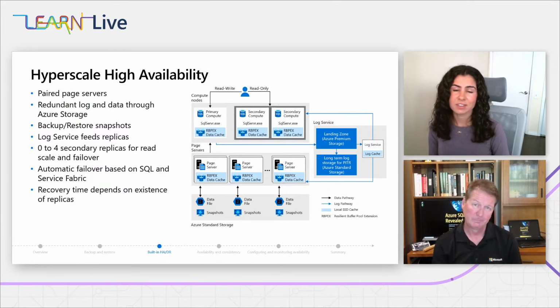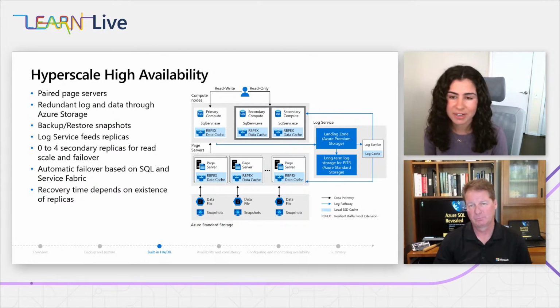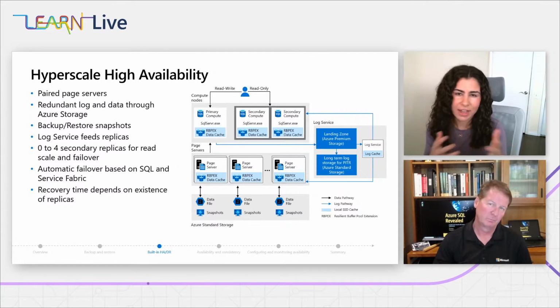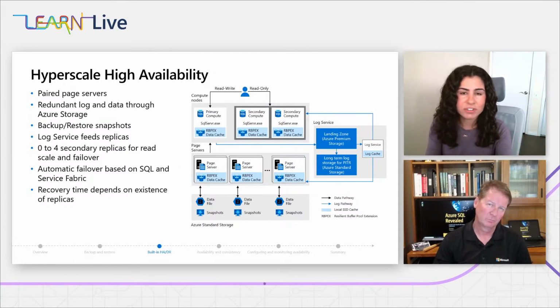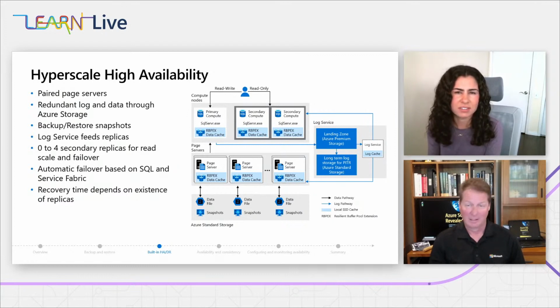Yeah, it's definitely a super interesting architecture, and I think you're spot on. I would think that maybe the failover time if you have 0 replicas would be more like general purpose, because I know we didn't include that in the demo. And for business critical, if you have more than 1 or 2 secondaries, I would think maybe Hyperscale would kind of behave like business critical. Is that a fair thing to say?